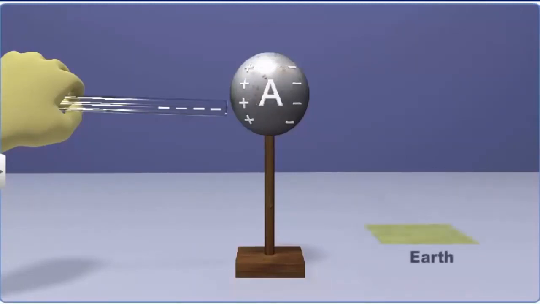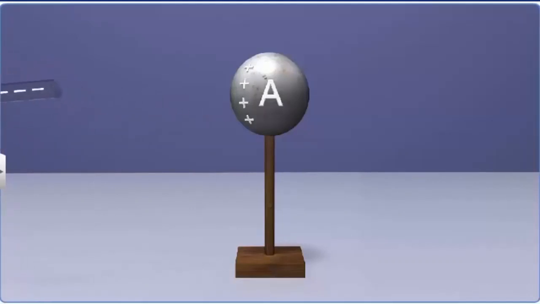Now, if we earth the far side of the metal sphere using a conducting wire, the electrons on the far side of the metal sphere flow into the earth. However, the positive charges on the near side of the metal sphere are held at rest by the negatively charged rod. Now, if we take away the rod from the sphere, the positive charge on the metal sphere distributes uniformly across the sphere. In this way, we can retain the charge on the metal sphere.